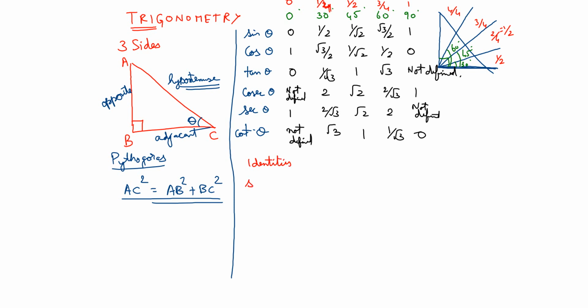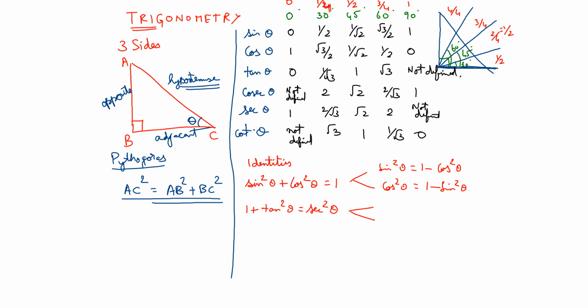So, first identity, sin square theta plus cos square theta is equal to 1. From this identity, we can derive two sub-identities. So, sin square theta is equal to 1 minus cos square theta, or cos square theta is equal to 1 minus sin square theta.